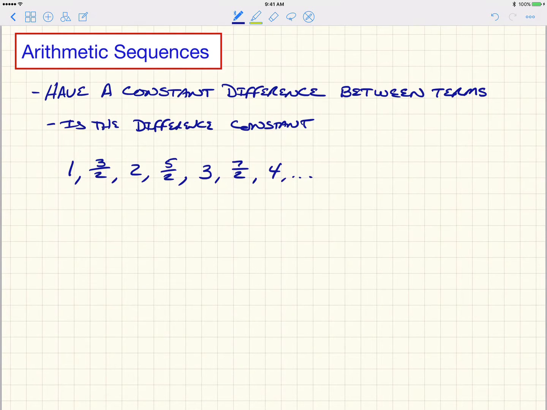All right, so what do you think? Was it arithmetic or not? Okay, so let's take a look. What's the difference between the first and the second term?